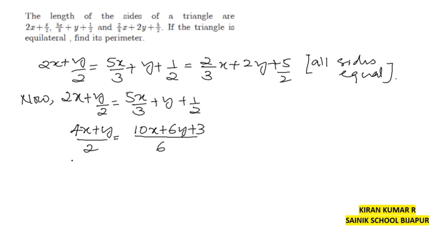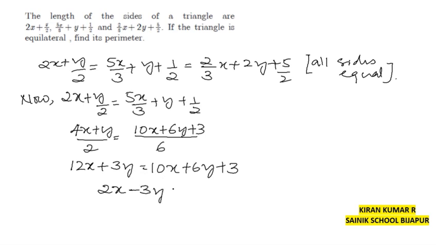Simplify this equation, 3 cross multiplied, we get 12x plus 3y equal to 10x plus 6y plus 3. So 12x minus 10x is 2x, plus 3y minus 6y is minus 3y, equal to 3. This is the first equation.